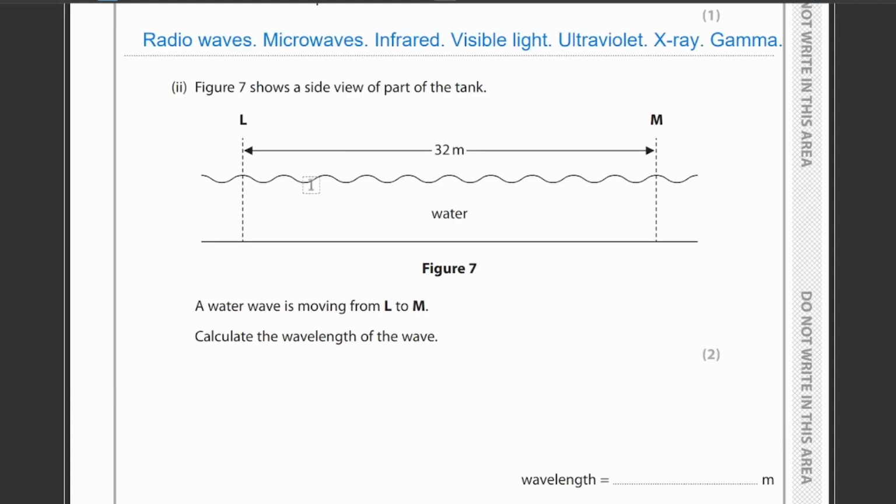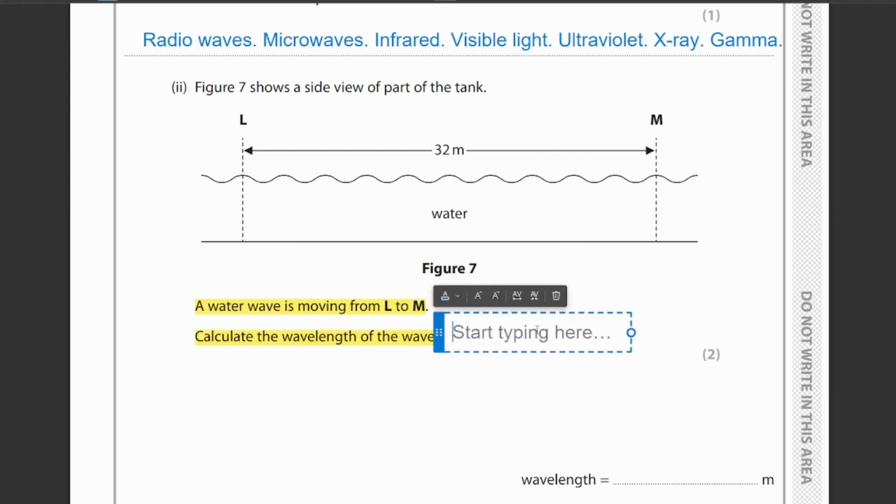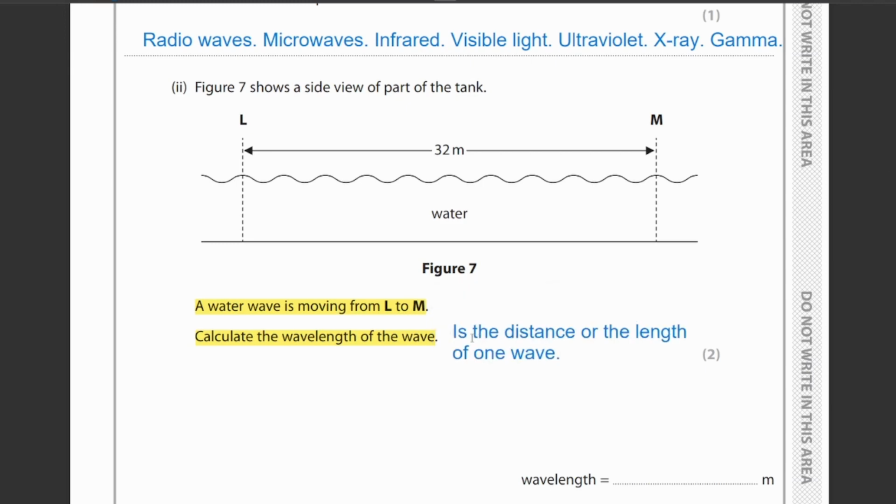Next part, figure 7 shows a side view of the part of the tank. A water wave is moving from L to M. Calculate the wavelength of the wave. How do you calculate the wavelength? For that, you need to know the definition of a wavelength. The definition of a wavelength is the distance or the length of one wave. So that's what a wavelength is.